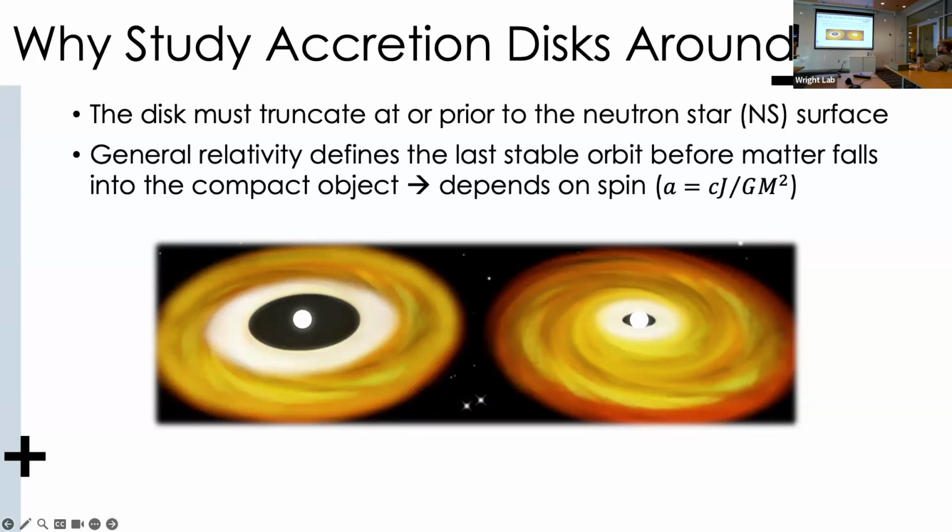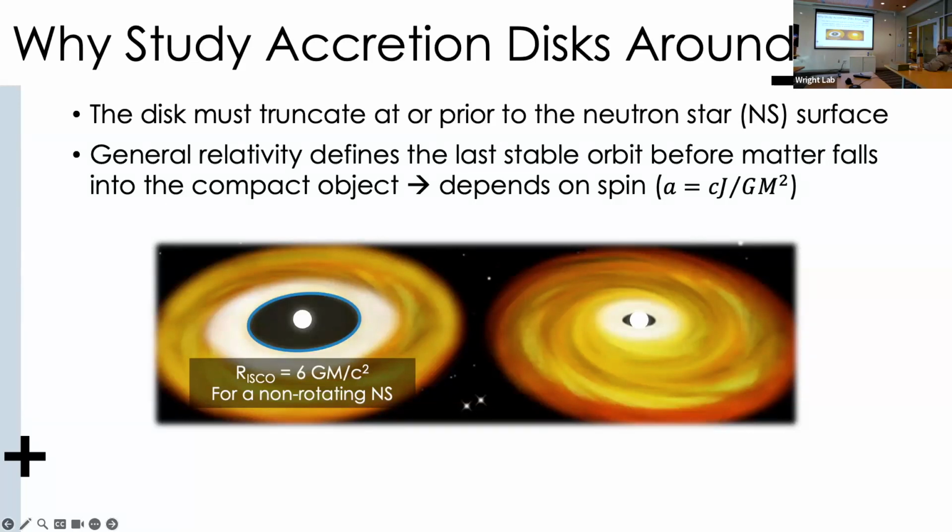So for non-rotating compact objects, your last stable circular orbit occurs at 6 gravitational radii. Now, a gravitational radius is just a way of measuring a distance, but in terms of the mass of the compact object, so you can scale it between different mass regimes.